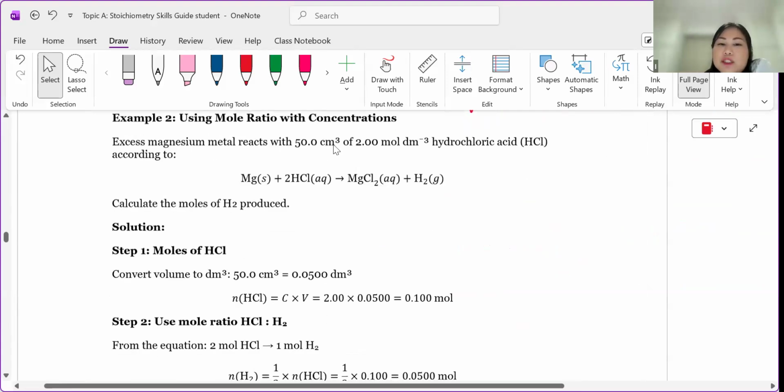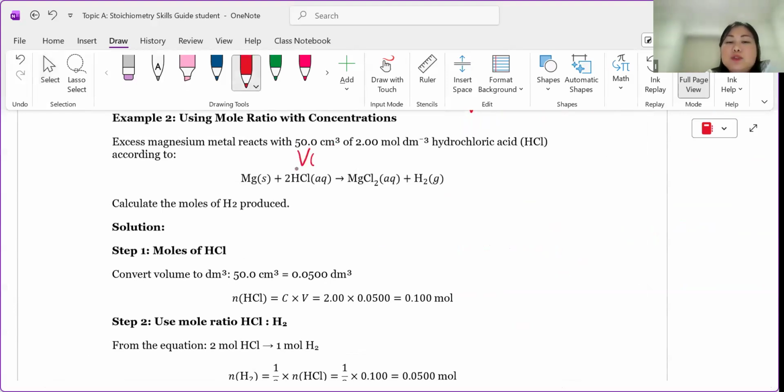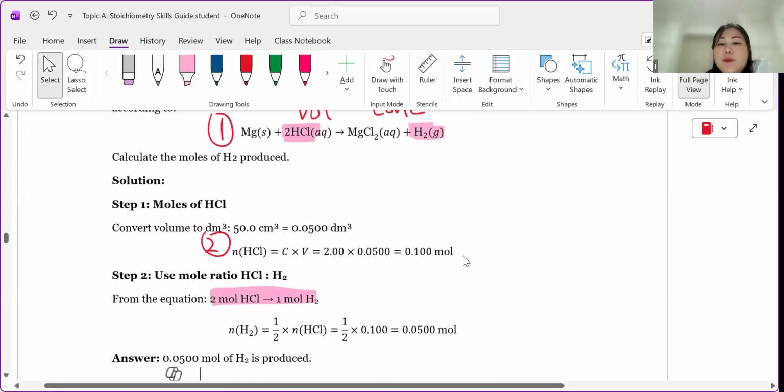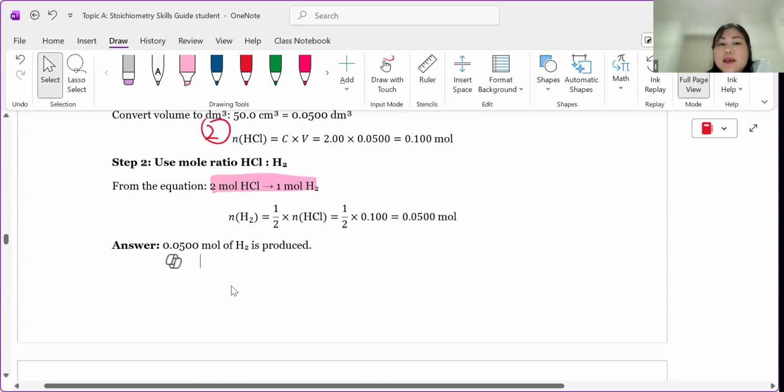Okay, so this is an example of using mole ratio with concentration. Again, I have volume and I have concentration. First step, equation. Remember, the first step was equation. Second step, we find moles. Third step, we apply the mole ratio. Since they say magnesium is in excess, we use our limiting reagent to find the hydrogen. So the mole ratio will be 2 acid to 1 hydrogen. 2 is to 1. So the moles of hydrogen will be 0.05. Okay, that's how we do it, right?